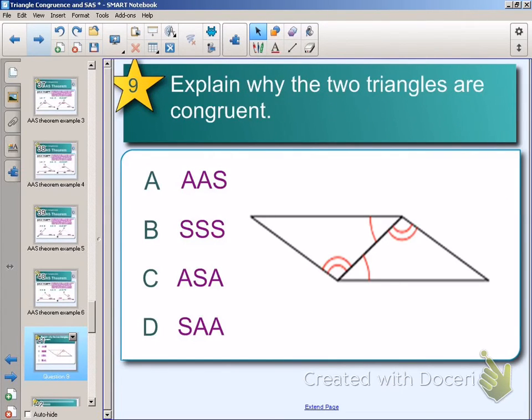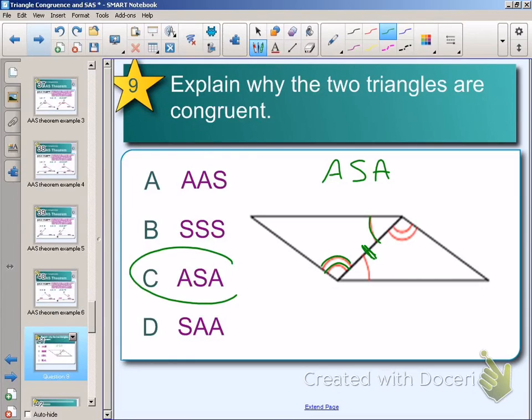So I'm just going to give you one quick example, to explain why the two triangles are congruent. I have my angle, they have a shared side, so that's congruent, and another angle. This side is the included side, so the side would have to be in the middle. This would be angle side angle.